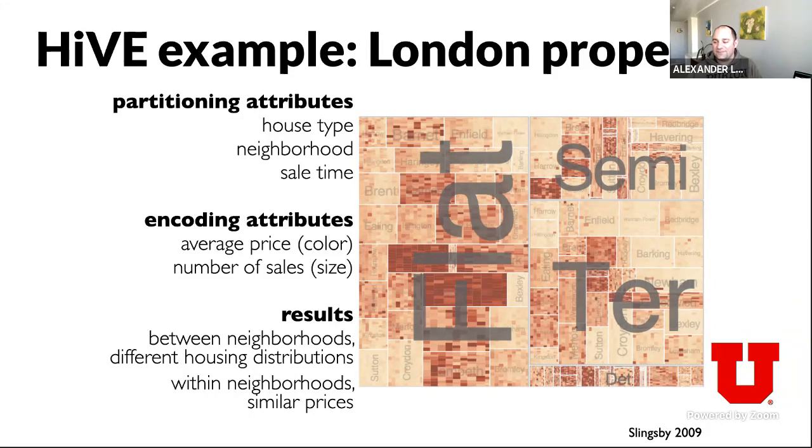Is it a flat? Is it semi-detached, or is it a terrace house? Then on the next level, it is partitioned by the neighborhood. And then on the next level, it is partitioned by sale time. And then there are encoding attributes: the average price and color, the number of sales and size. And so we can then do between-neighborhood comparisons. We see different housing distribution, and within neighborhoods, we see that there are similar prices.